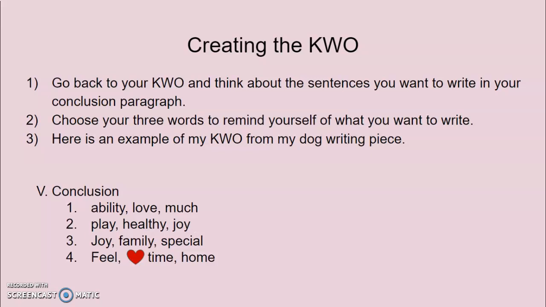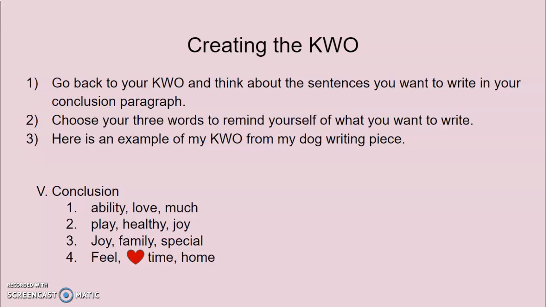Then the third line, again, we want to think about what is most important to us. What did we think was the most important subtopic? Well, I chose joy, the feelings that the dog brings to our family, that is what I chose for my most important idea. So I thought about a sentence, and then I just pulled 3 words from the sentence I thought about, and I put joy, family, special. And this will make a lot more sense when I start creating my sentences.